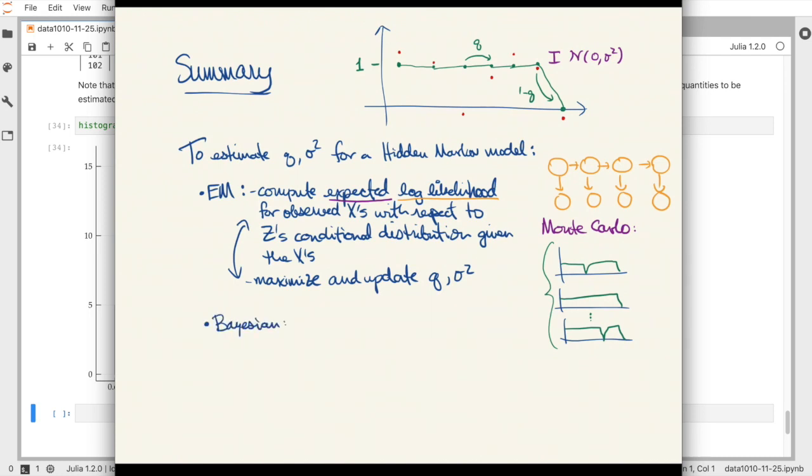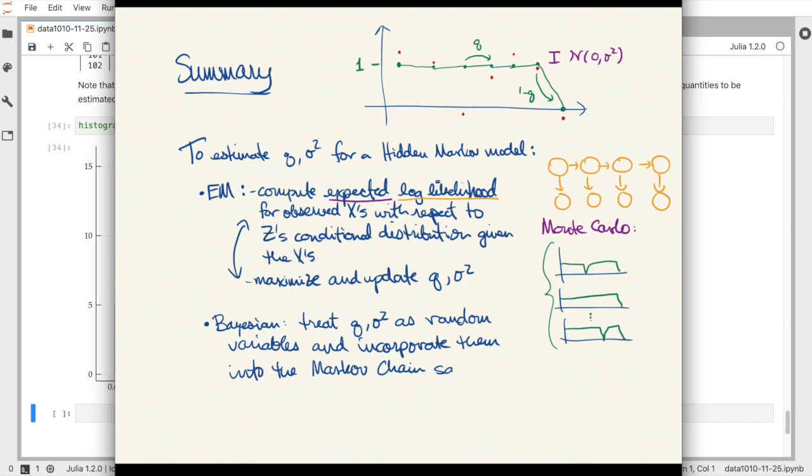And then the second approach was Bayesian, which involves treating the Q's and sigmas like random variables just like the Z's, and then doing the whole thing with these Markov chain updates. And we saw that this second process can be handled in a way that hides all of these log likelihood calculations using probabilistic programming.